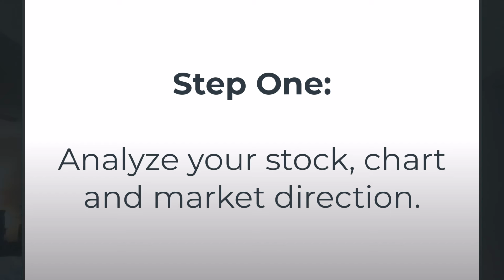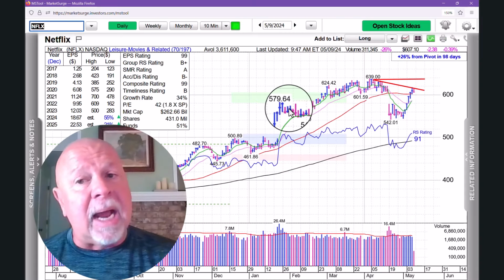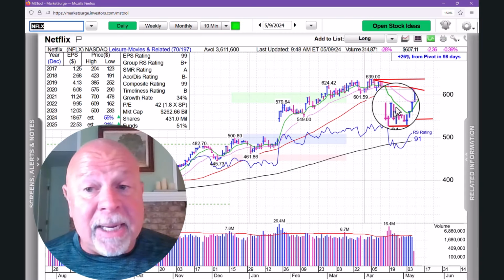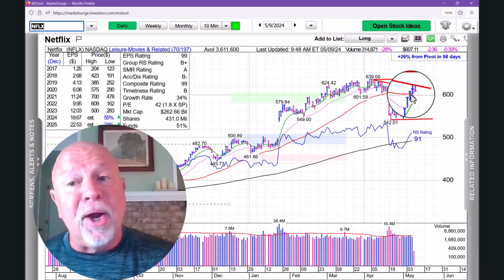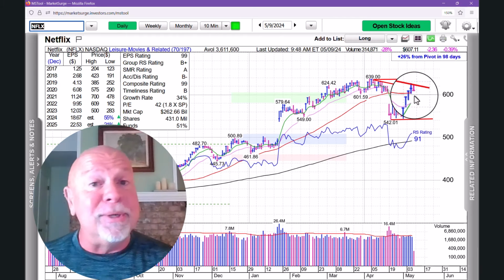Step 1 is to analyze your stock and the chart. So notice here I pulled up a chart on Netflix. Now I've already done the research to know that this is a stock that I want to own. So I'm excited about that because now it's over the 50-day moving average. When it goes over the 50-day moving average, now all you have to do is get ready and hope it holds it.